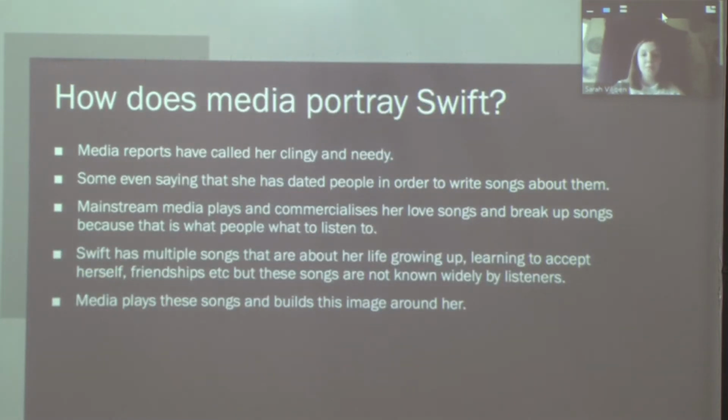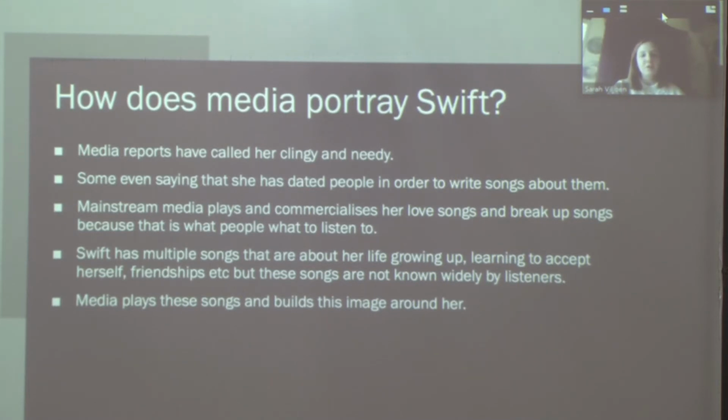So how does media portray Swift? Media reports have called her clingy, they've called her needy. Some have even gone as far as saying that she only dates people to write songs about them, saying that she uses her relationships for monetization, that she gets in and out of relationships quickly so she has songs to write and has stuff to write about. So this is the first way that media has begun to portray her.